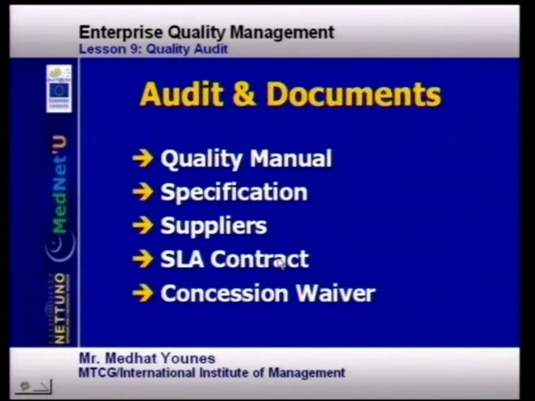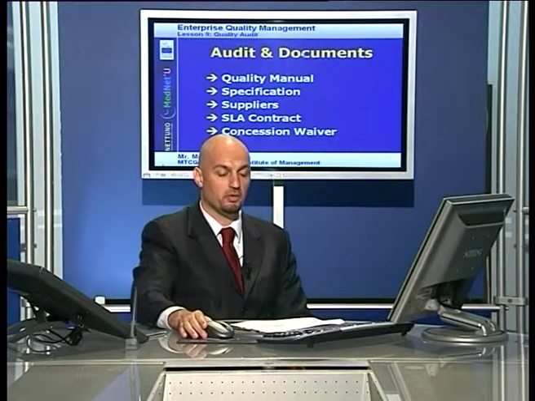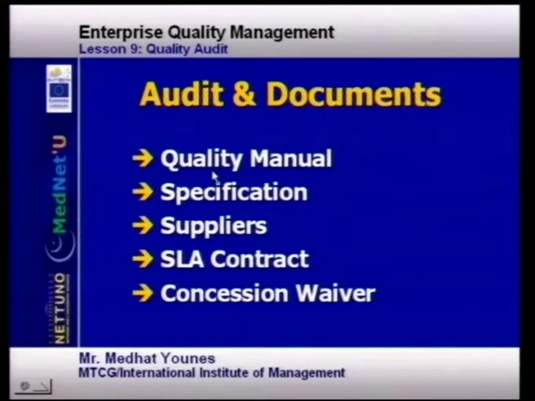Audit and documents. In this slide, we're going to list some of the documents that the auditors look for and go through. Auditors normally look for quality manual, specification document, list of suppliers, SLA or service level agreement contracts, concession waivers.